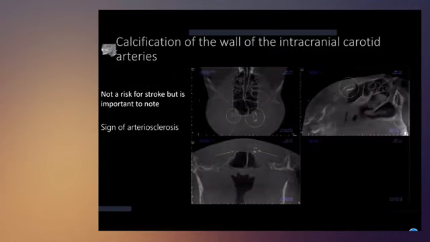And we can see vascular calcifications in other areas. This is the intracranial carotid arteries. Now, surprisingly, in this particular area, it's not associated with the risk of stroke because these calcifications are actually within the walls. They're lining the walls of the carotid artery. So it tells us, yes, we do have arteriosclerosis, but it doesn't increase the risk of stroke like we see with the calcified carotid atheromas in the neck.